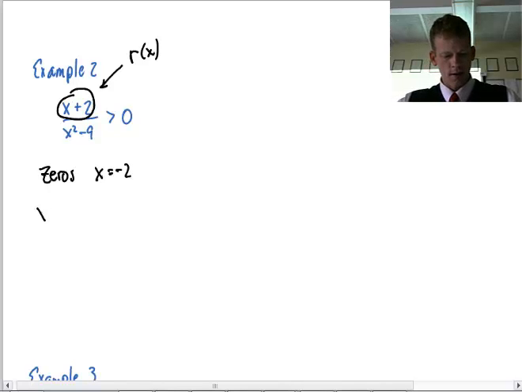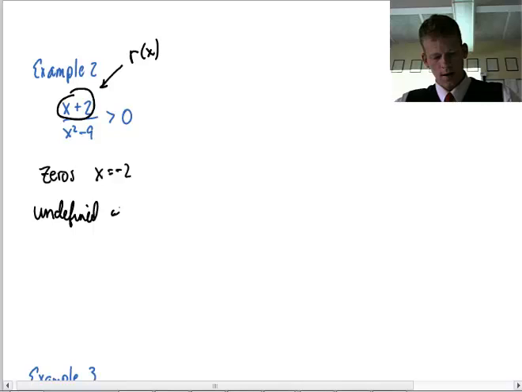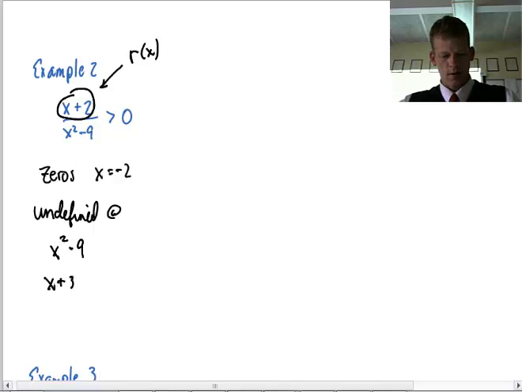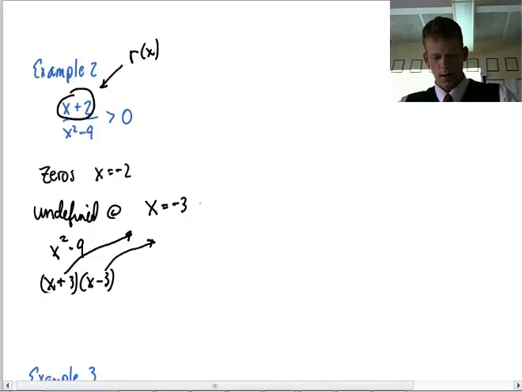The bottom, we want to find where it's undefined. We have to factor the bottom, so it's x squared minus 9. We'll factor into x plus 3, x minus 3. So it's undefined at x equals -3, and from the other root we're going to get x equals +3.